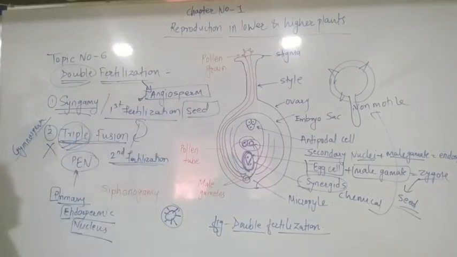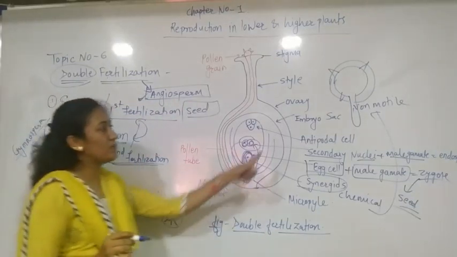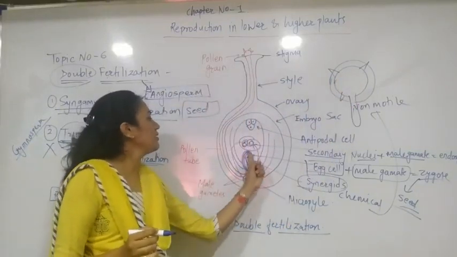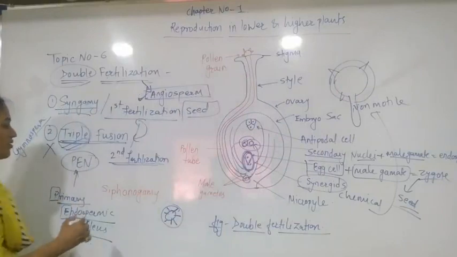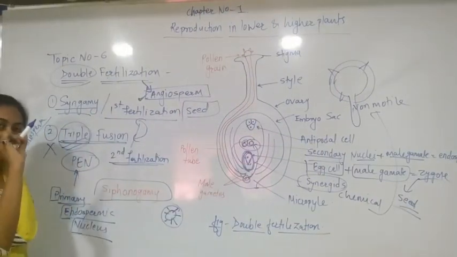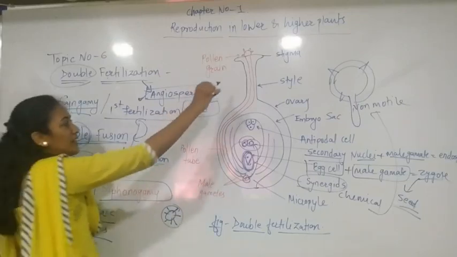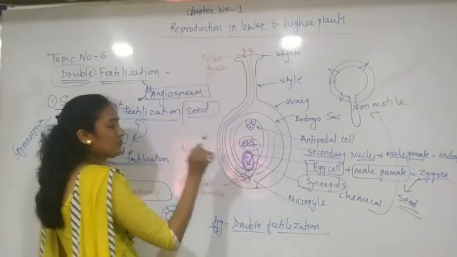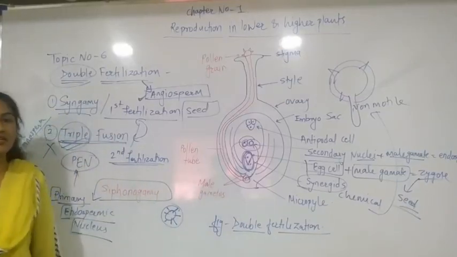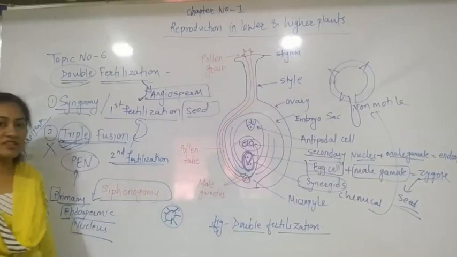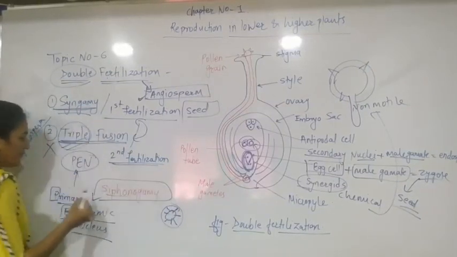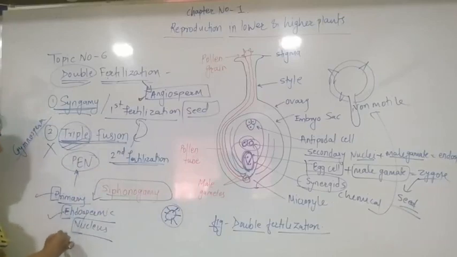And as I told you, the pollen grains are non-motile. So how do the male gametes come up to the egg cell? That process is called siphonogamy. Siphonogamy is the process by which non-motile male gametes come to fuse with the egg cell. So these are the main points regarding double fertilization in angiosperms: syngamy, triple fusion, siphonogamy, and formation of the primary endospermic nucleus.